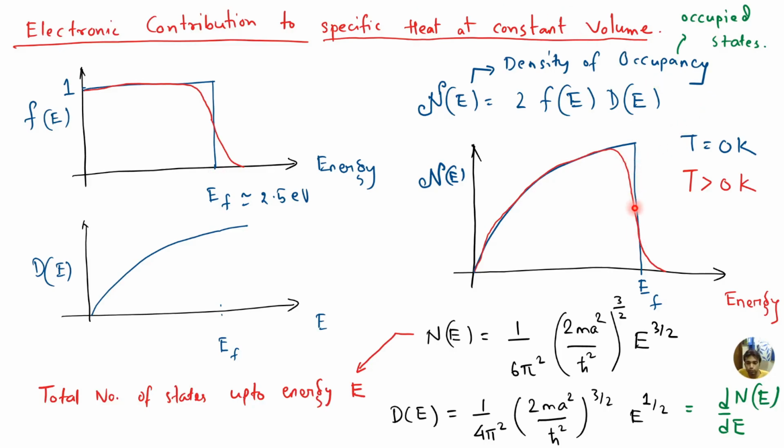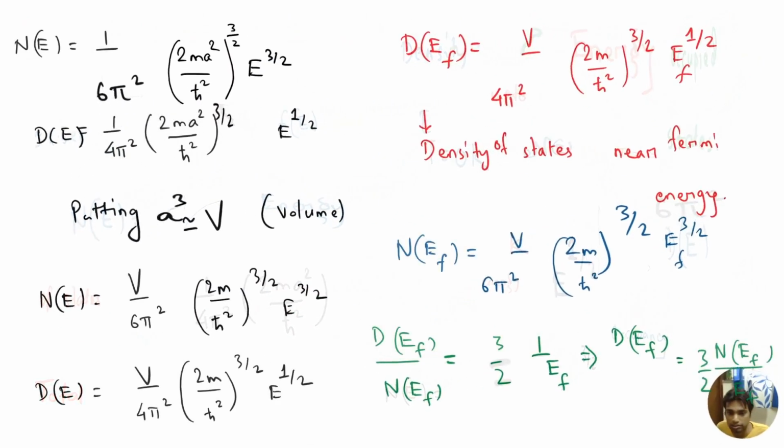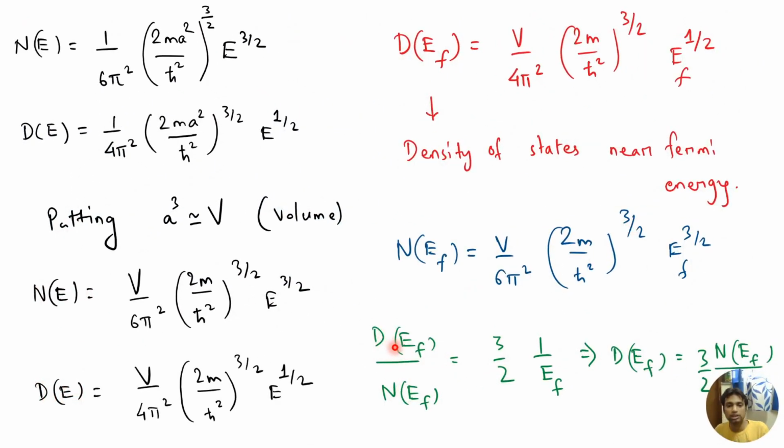So what we want to find is the density of states at EF, and the total number of occupied states up to energy EF, and we are dividing them, ending up with d of EF over n of EF is 3 by 2 times 1 by EF. So d of EF is 3 by 2 n of EF by EF. That is, d of EF is 3 by 2 times the number of occupied states up to energy EF divided by EF. That is what we have.